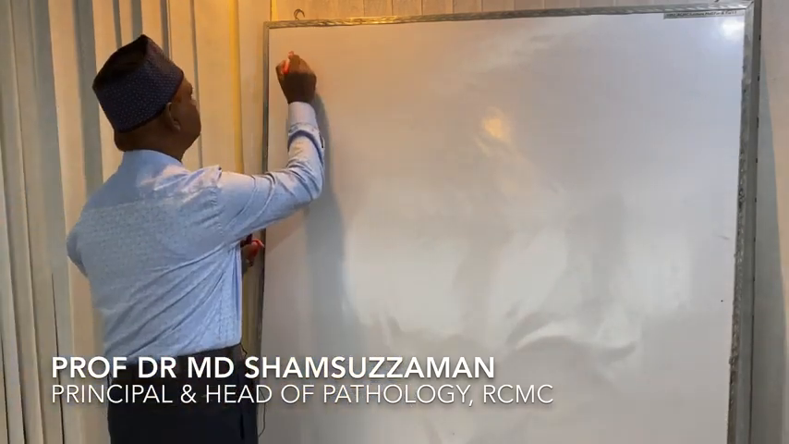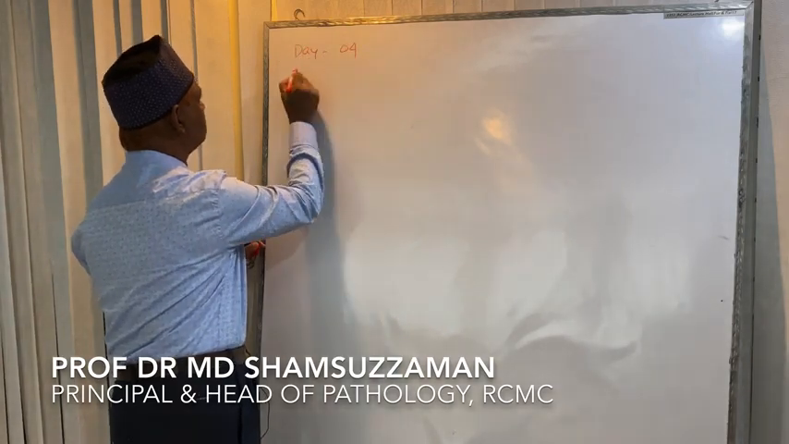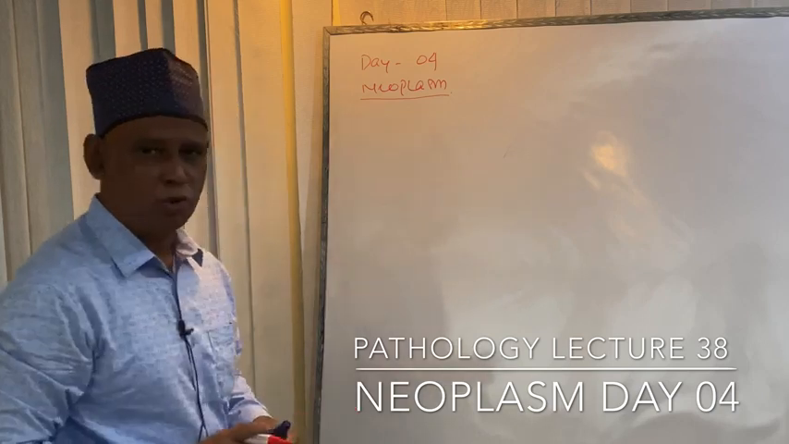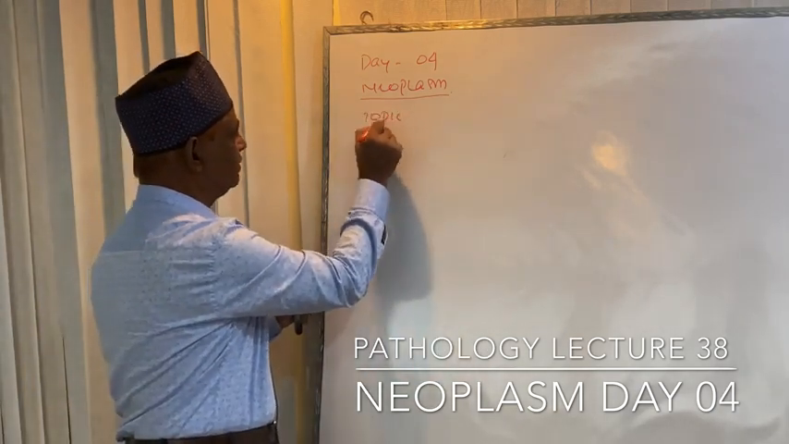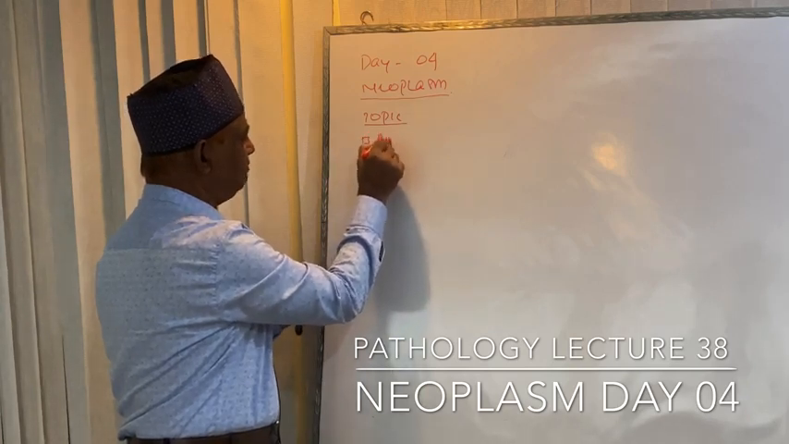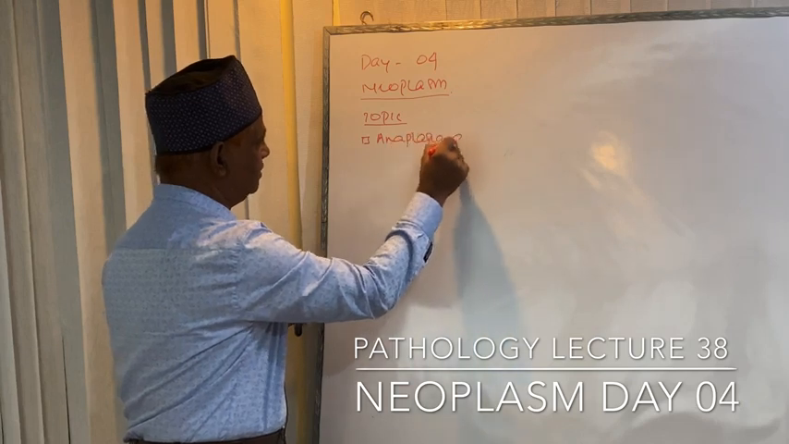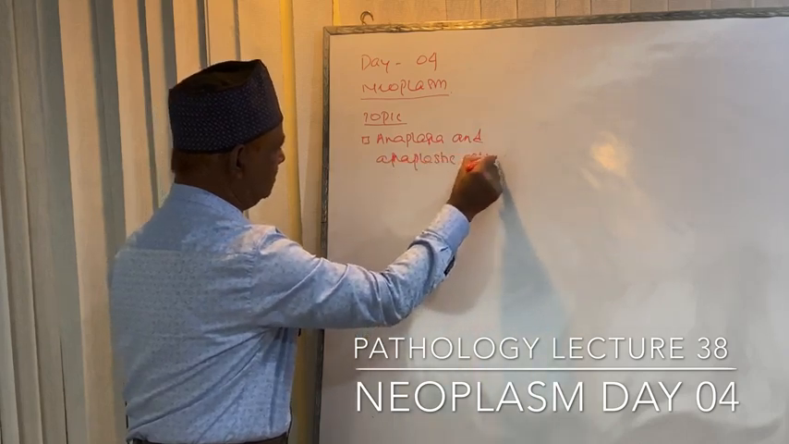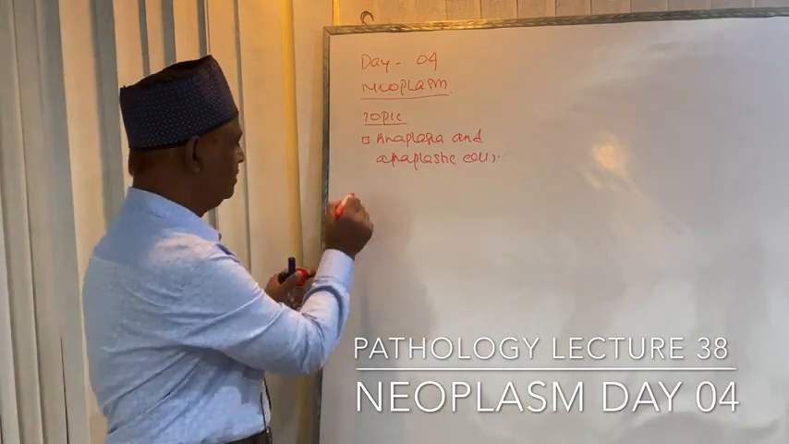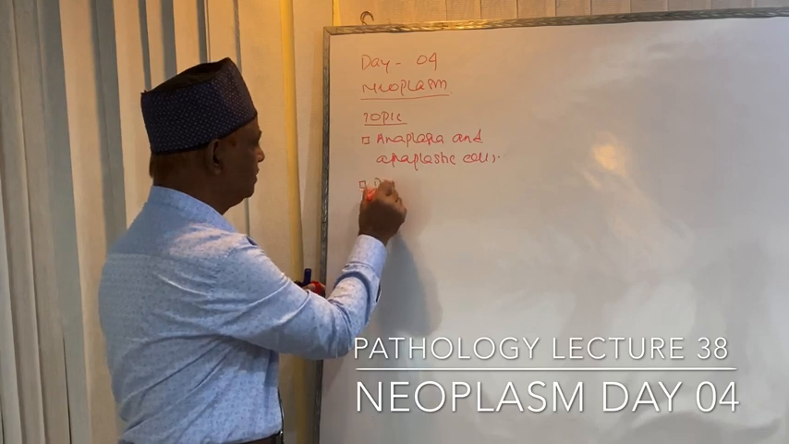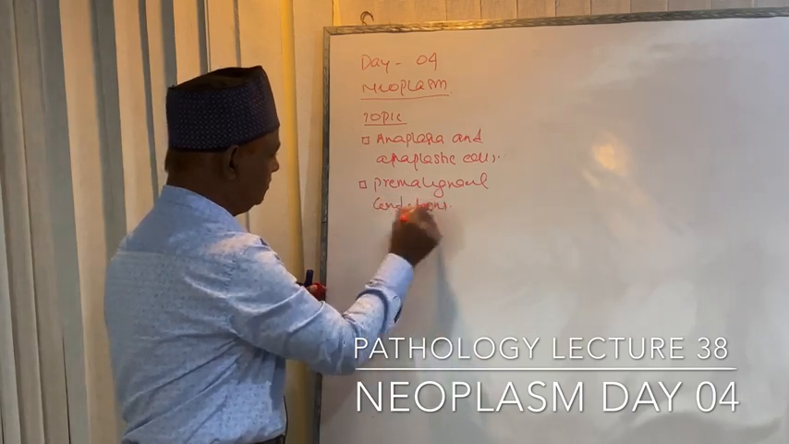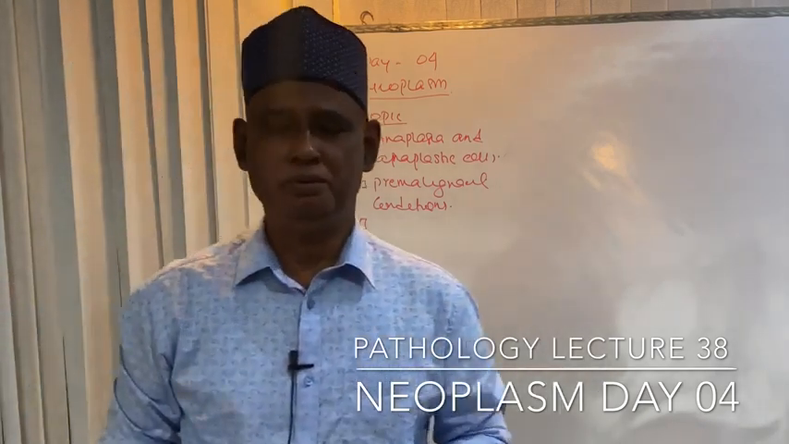Today, day 4 of Neoplasm. Today's topic: anaplasia and anaplastic cells, premalignant conditions, and childhood malignant neoplasm.